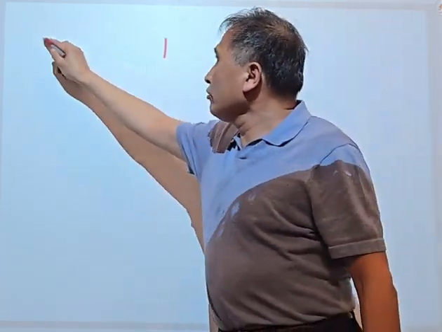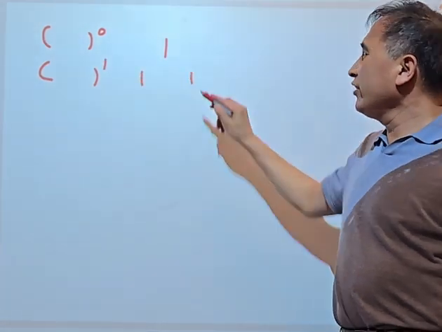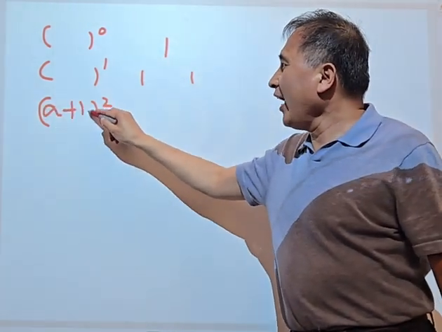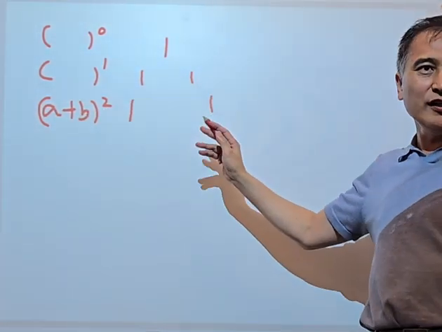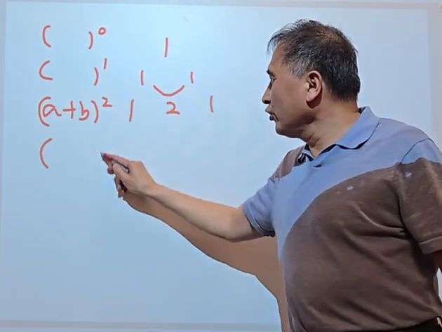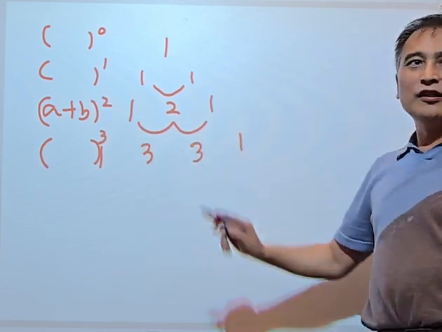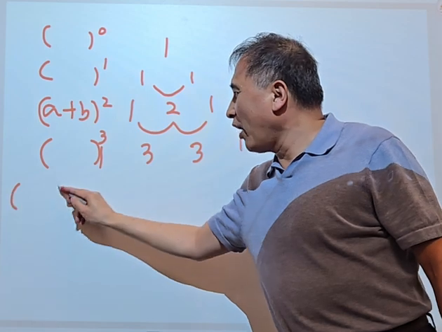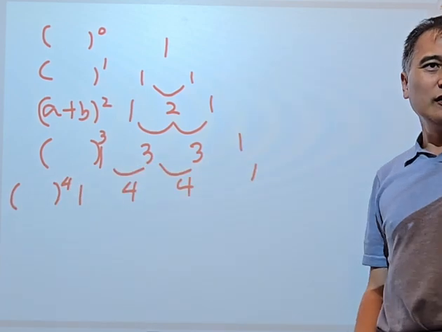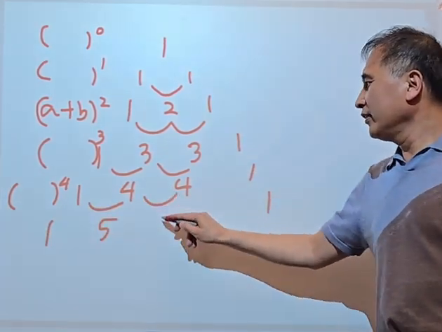You write it because anything to the 0 power is 1, write 1 there. And the 1 power is 1, 1 there. After that, you square, right? So (a + b) squared, then you write a 1 outside, and the middle term you just add. Okay? And when this is cubed, you write 1, 1 here, you add and get 3 and 3. Got it? And the 4th power, you write 1, 1, you just add, 4 and 4.